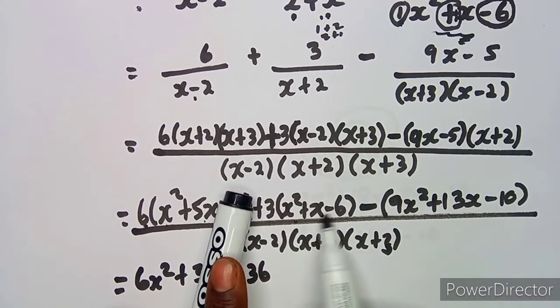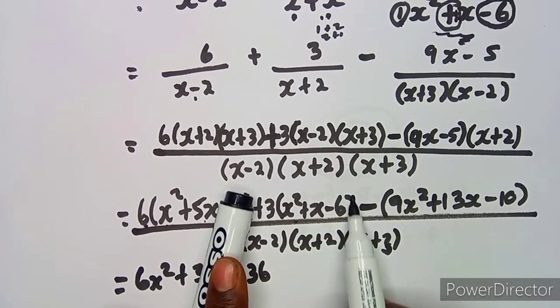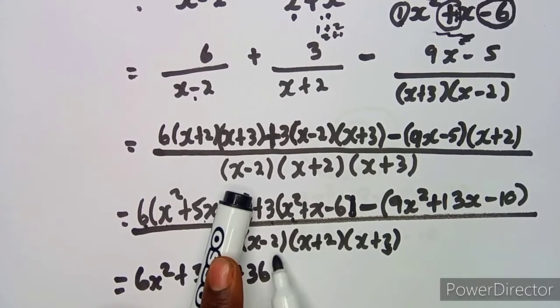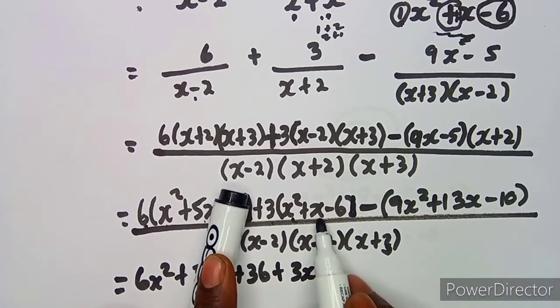Plus, we move on to 3. It expands this bracket up to here. So 3 times x squared, which is 3x squared. 3 times x, which is 3x.